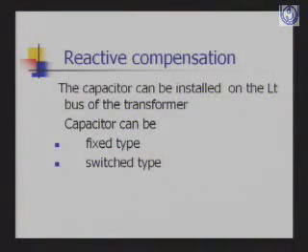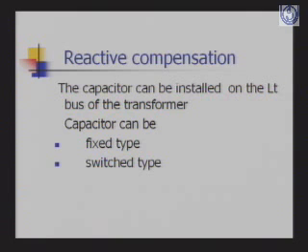Then reactive compensation. As we were talking about reactive compensation on the 33 by 11 kV substation, we should also provide reactive compensation on the LT bus of the distribution transformer. It is best to provide reactive compensation on the load end, but if it is not provided, then the next best is to put it on the LT feeder or on the distribution transformer. It should be provided on the LT bus of the transformer.